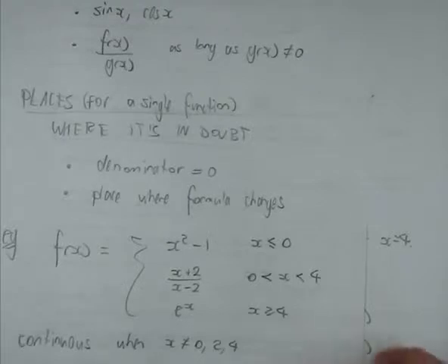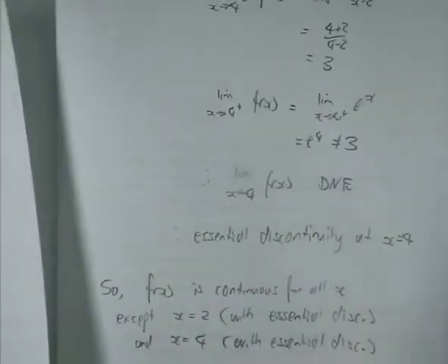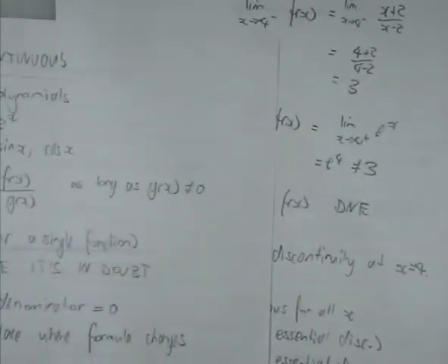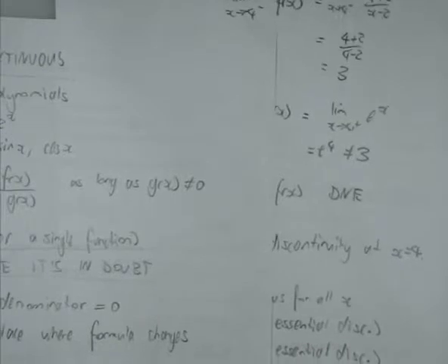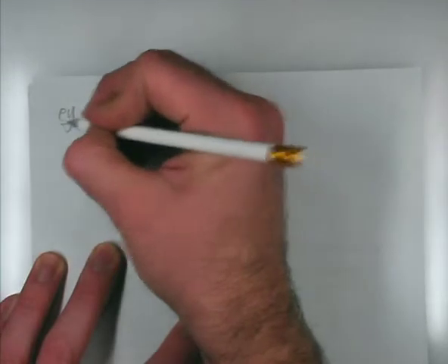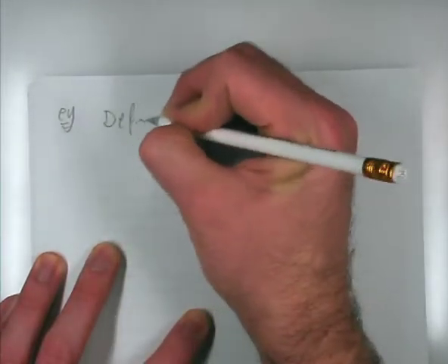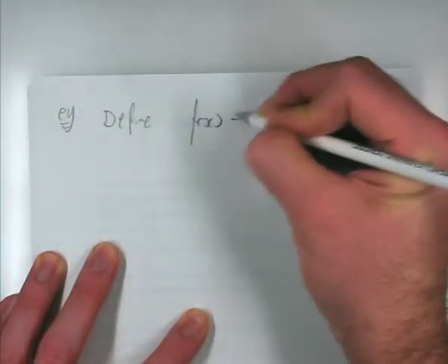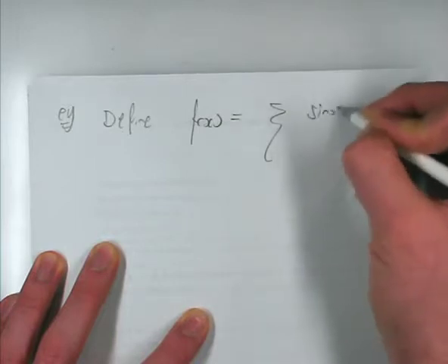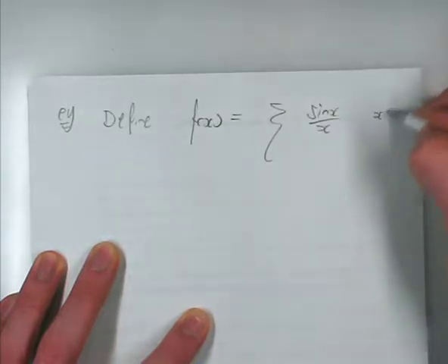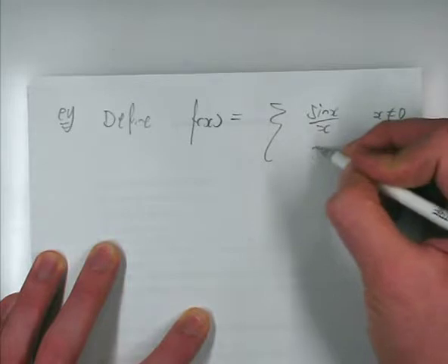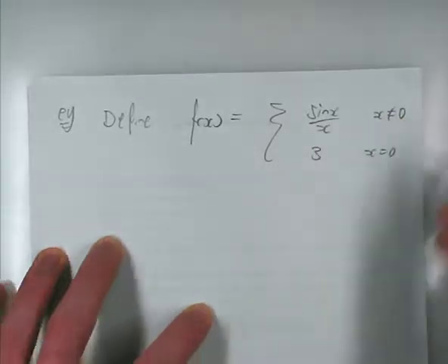Exactly as I said then, I'll show you one. You have to actually set it up to fail to begin with. So it's usually fairly contrived. So just as another example, define f of x to be equal to sine x over x for x not equal to 0 and 3 for x equal to 0.